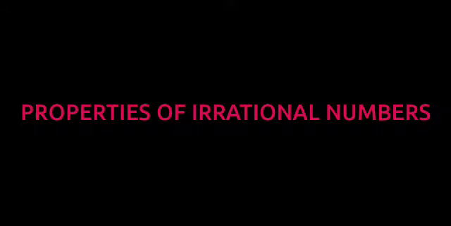Hello everyone. In the previous video we understood that those decimals which are non-terminating and non-recurring are called irrational numbers, and we also proved by the method of contradiction that root 2 is an irrational number. Now we will see some of the properties of irrational numbers which are important for us.